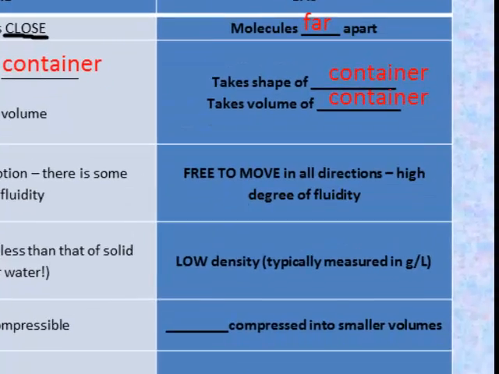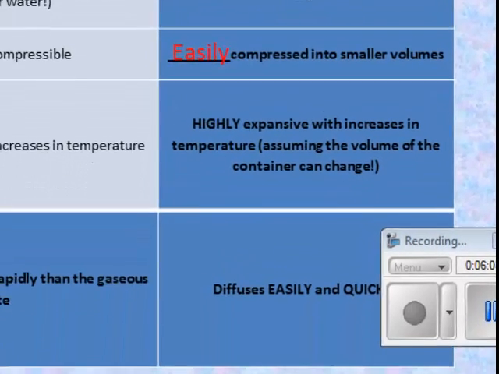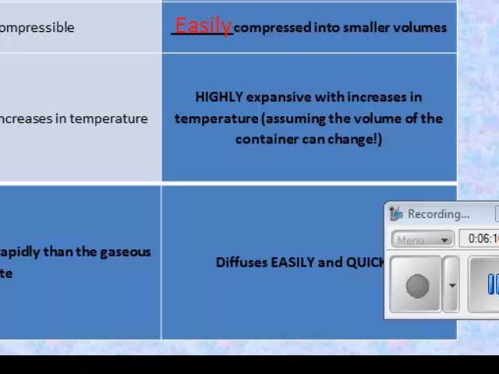Now, gases tend to have low density. Obviously, gases are going to sit above liquids. If you think about a swamp, they've got that mist sitting above the water. And then gases also easily can be compressed into smaller volumes. You can take that gallon of gas and you can release that gallon of gas into your bedroom. Gases are highly expansive with increases in temperature, assuming the volume of the container can change. Great. And gases, because they're moving so quickly and they're far apart, diffuse easily.